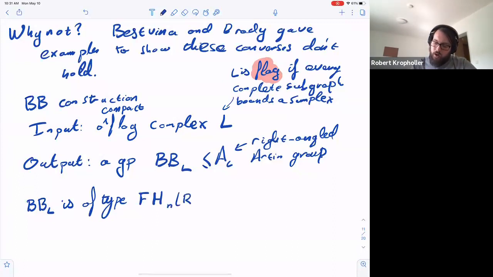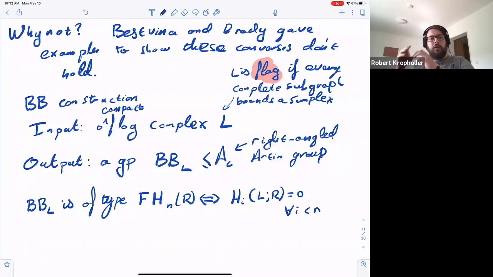FH_n over R if and only if the homology of this finite flag complex vanishes, that is, H_i of L with coefficients in R equals 0 for all i less than n. Okay, so somehow they take this finite flag complex and build some infinite group from it, and the finiteness properties of this infinite group correspond exactly to the homological connectedness properties of your finite flag complex.